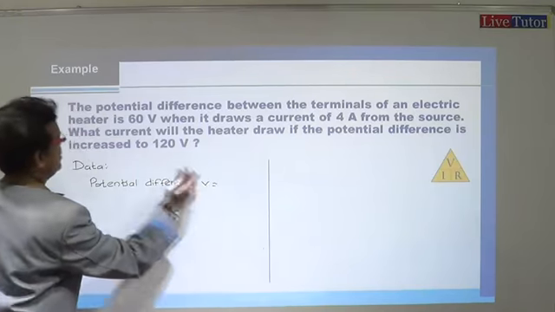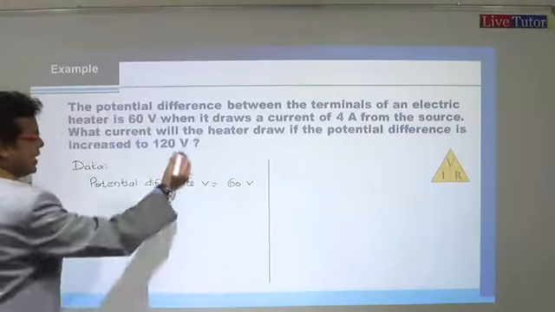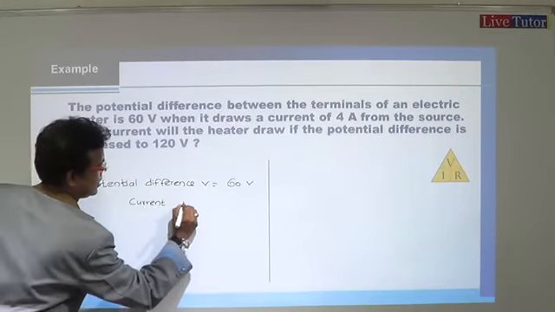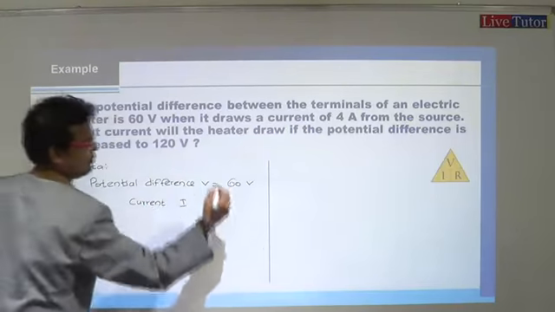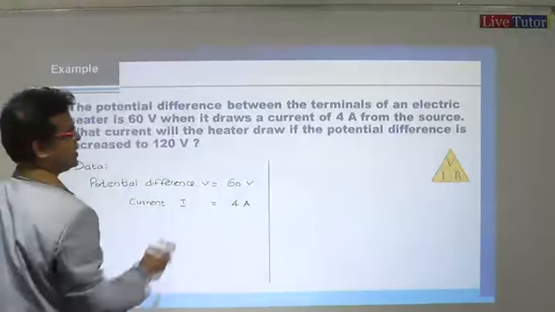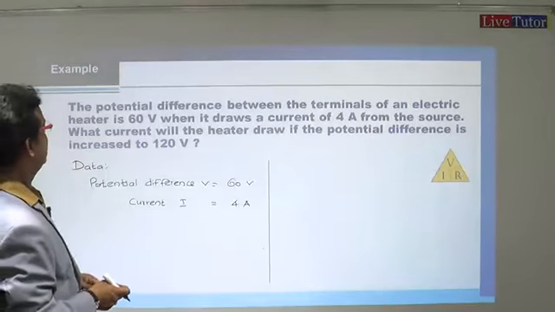V is equal to 60 volts, right? And the current is given. What is the current? Current is 4 amps, right? From this, we can find out the resistance of the heater coil, okay?